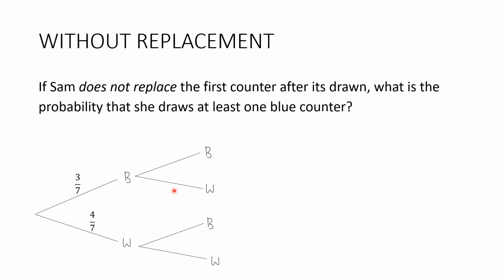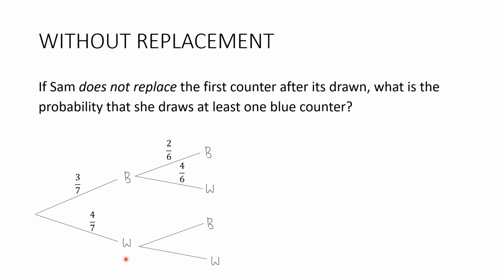But if Sam does not replace the first counter after it's drawn, then these probabilities are going to be very different, and they're not going to be the same. So let's start with this case. A blue is drawn first. That means instead of being 3 blues, when we get to this point here, there's only going to be 2 left out of 6 counters altogether. However, there are still 4 white counters, so this probability here is going to be 4/6. Now these numbers will always add to 1, and they do, so that's a quick check for you.